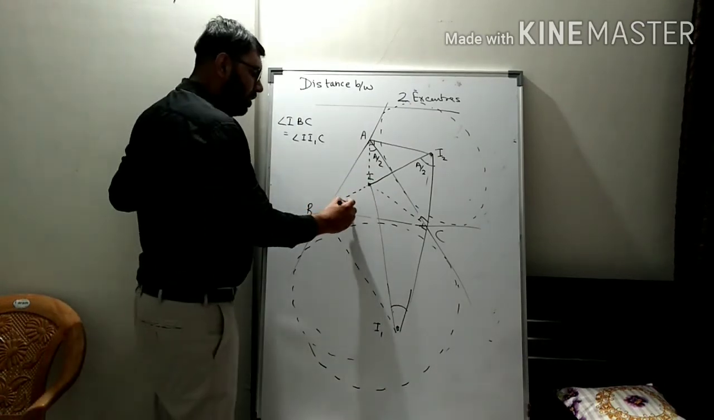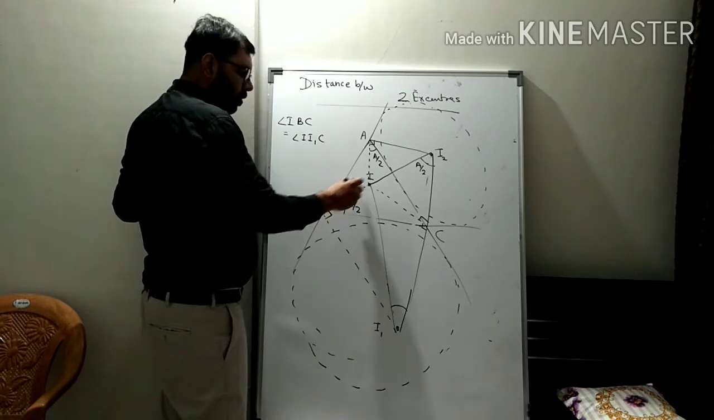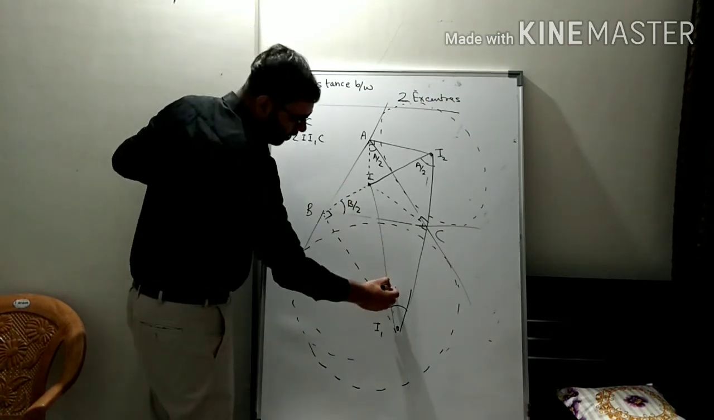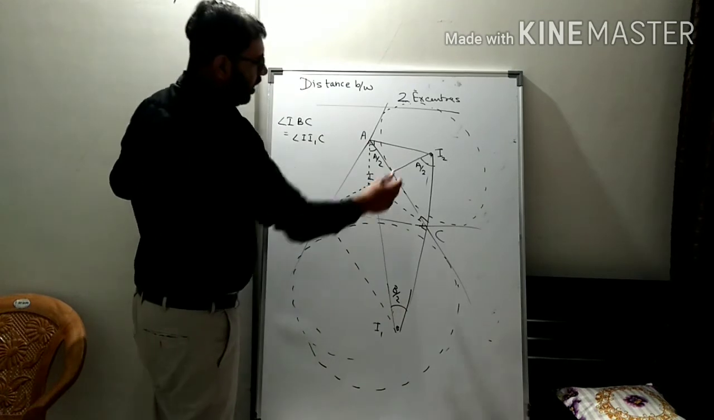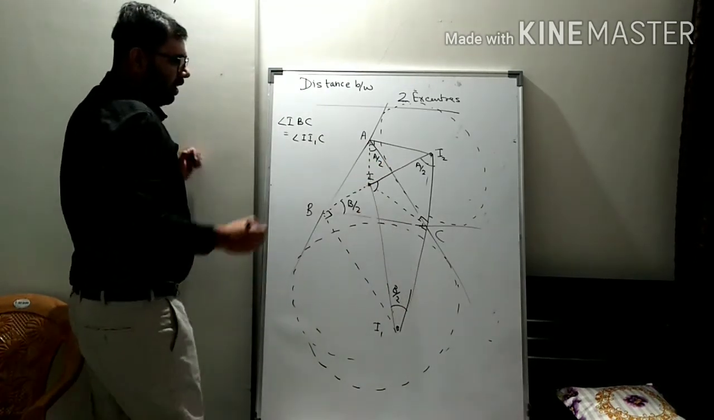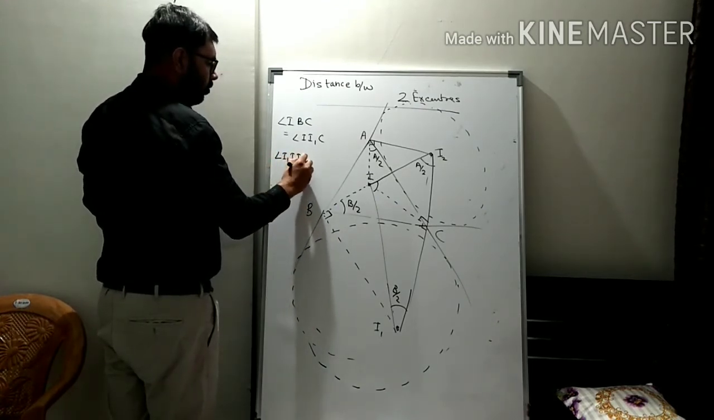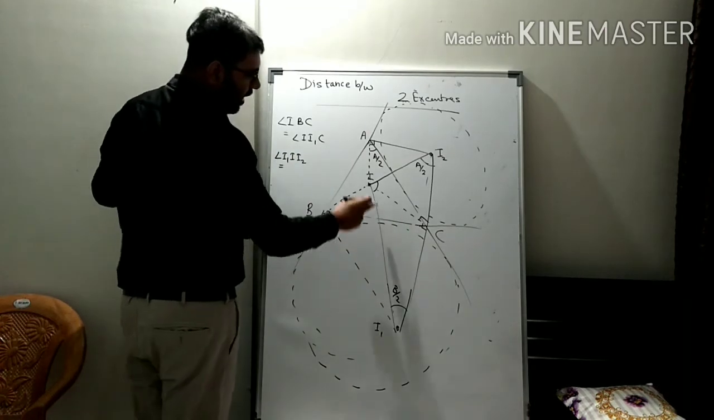Now angle IBC is B by 2 because this is the angle bisector. This complete angle is B, so this is B by 2. So this will also come out to be B by 2. Now this is A by 2, this is B by 2, so we can find this angle. Right? Angle I1 I2.